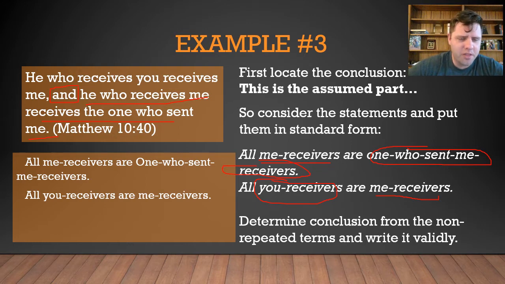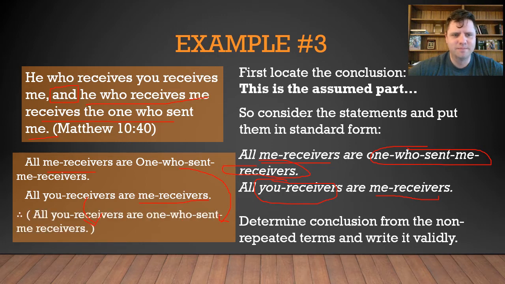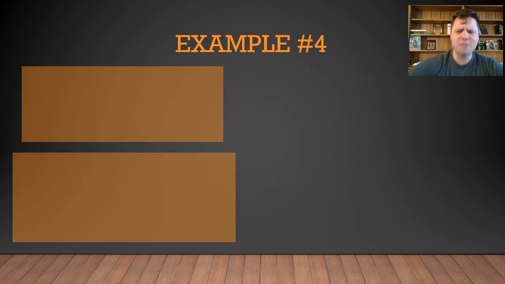And so now, therefore, in the conclusion, we already have used this guy twice. That's the middle term, so we're done with him. The one who sent me must go here because it's the major term, so it goes second. And then this one must go first as the minor term. So it's you receivers are one who sent me receivers. All you receivers are one who sent me receivers. And we're done. Example 4.